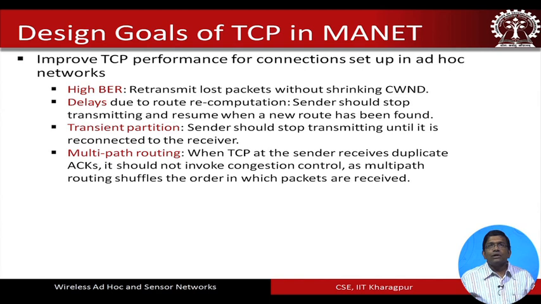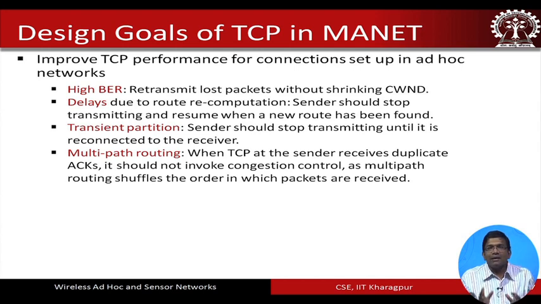Delays due to route recomputation: the sender should stop transmitting and resume when a new route has been found. Transient partition: the sender should stop transmitting until it is reconnected to the receiver. Multipath routing: we have already seen that multipath routing poses a problem in the case of MANETs. So, when TCP at the sender receives duplicate acknowledgements, it should not invoke congestion control, as multipath routing shuffles the order in which packets are received.